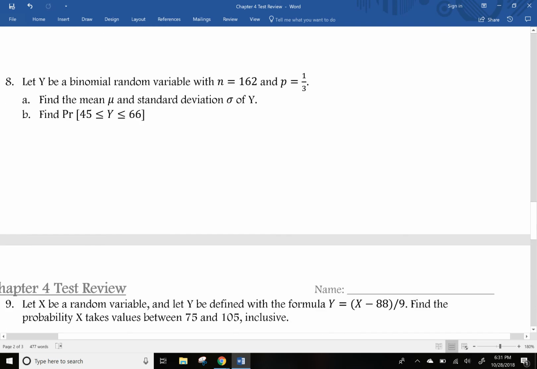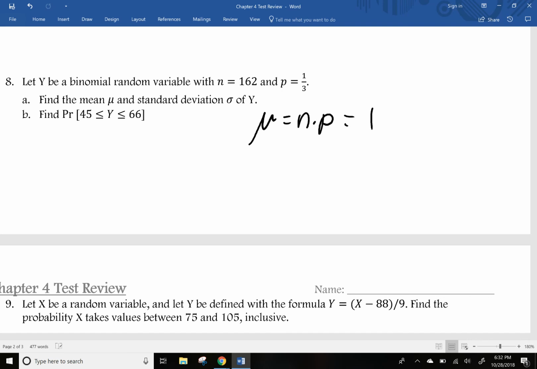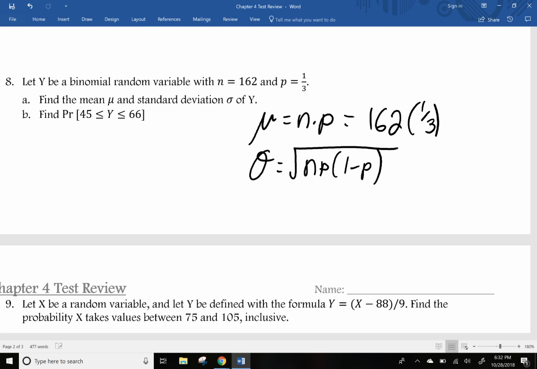Let y be a binomial random variable with n equal to 162 and p equal to 1/3. So find the mean and standard deviation. So remember, the mean formula is just n times p. This is like your expected value. So if you multiply 162 times 1/3, you'll have the mean. Standard deviation is the square root of n times p times 1 minus p. So again, plug in those numbers and get that value out. Those will tell you the mean and the standard deviation.